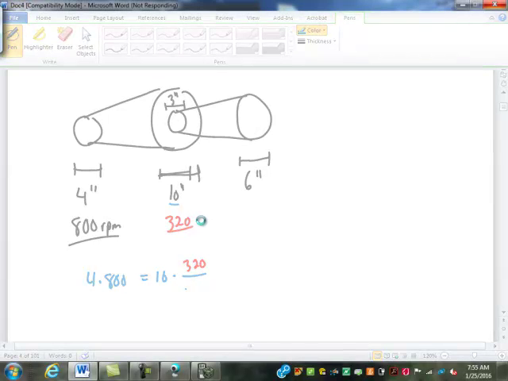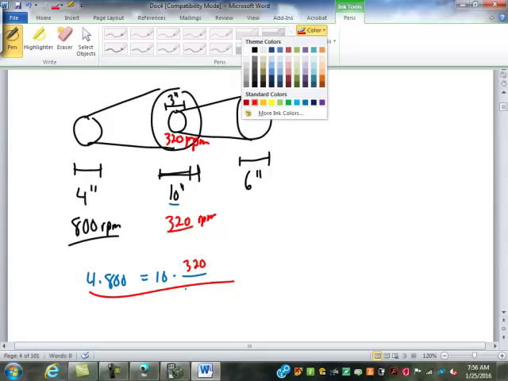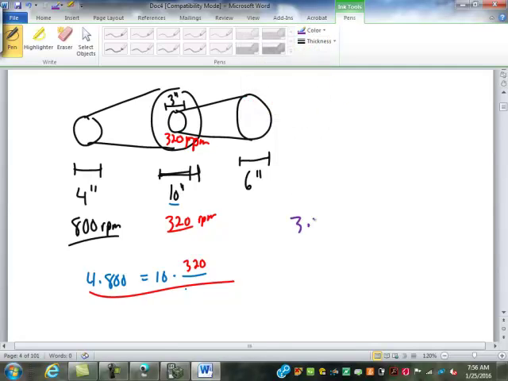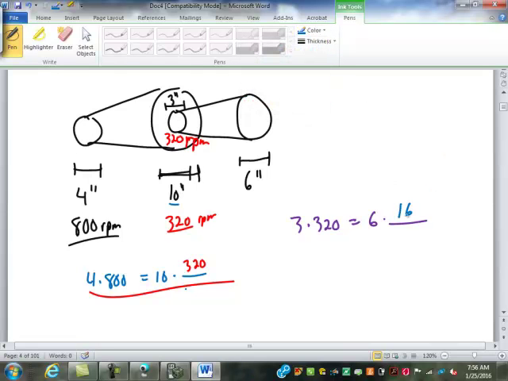How do we find out how fast the 3-inch one is going? Probably the same because they are connected on the same shaft. So the only time this relationship holds is if they're connected by a belt. If they're on the same shaft, they have to turn the same RPM. So to get the 6-inch one now, it's the 3-inch times 320 equals 6 times blank, and that's going to come out to be 160 RPM.